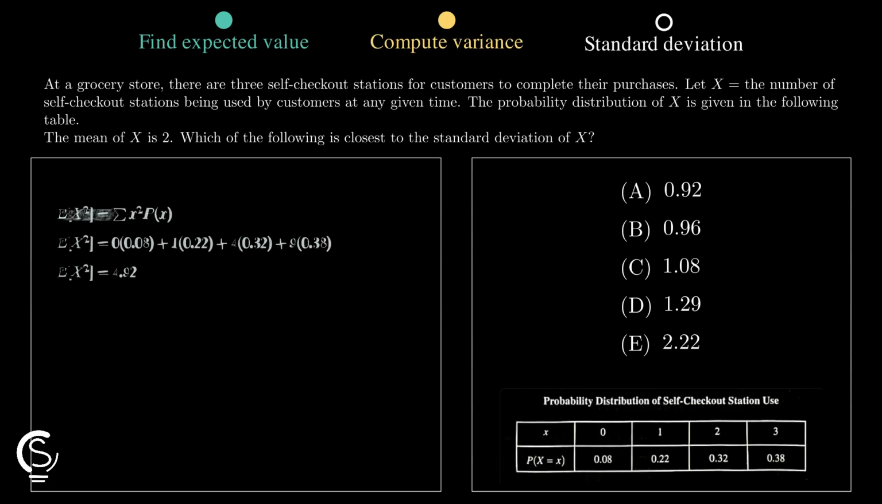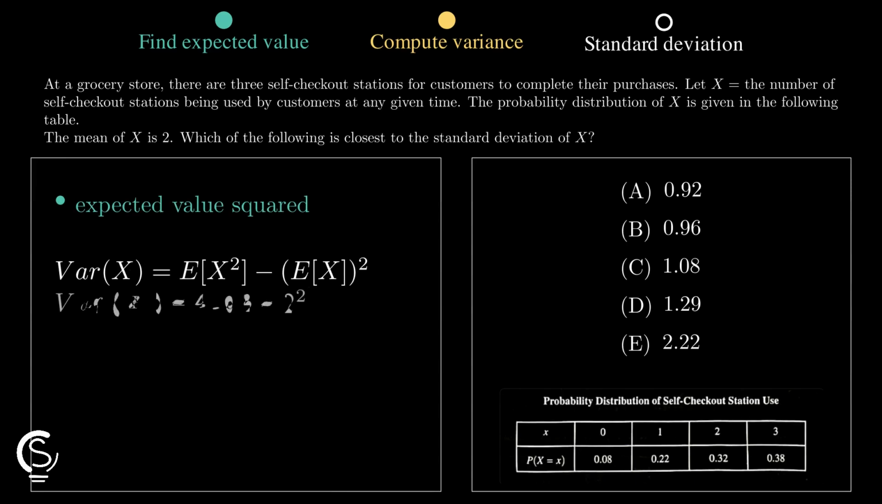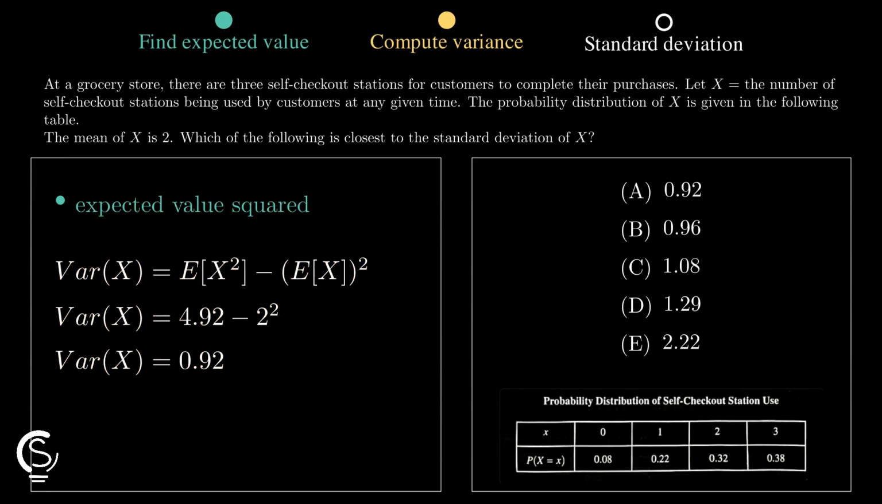Next, we calculate the variance by subtracting the square of the mean from our previous result. Since the mean is 2, we subtract 4 from 4.92. Nice!